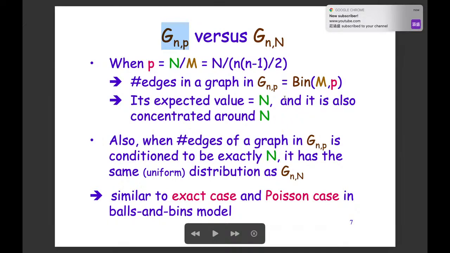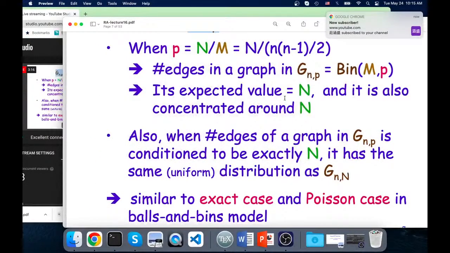Okay, so this is all we need to understand the topic for today. So this is the random graph model.